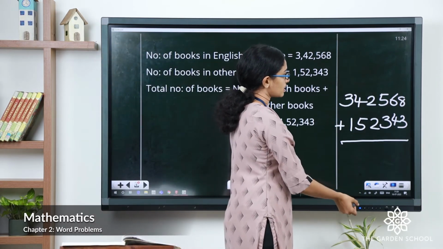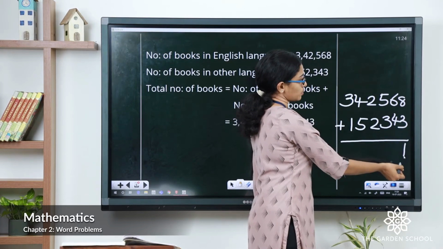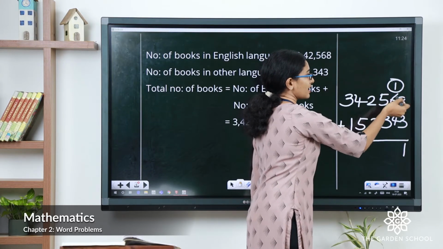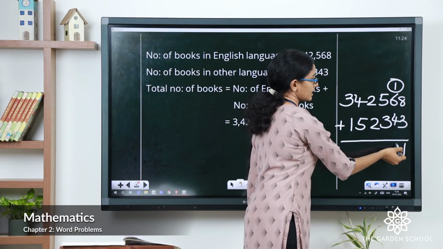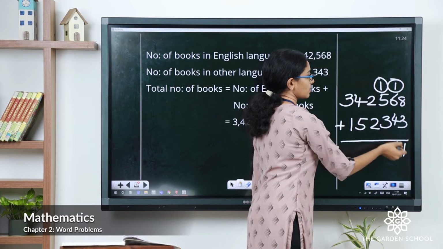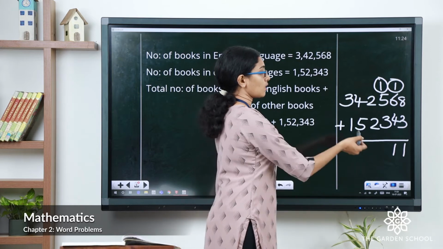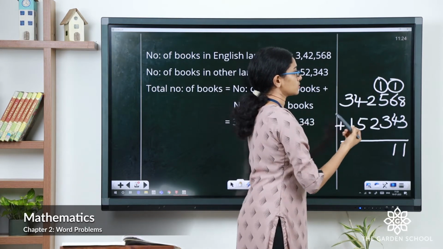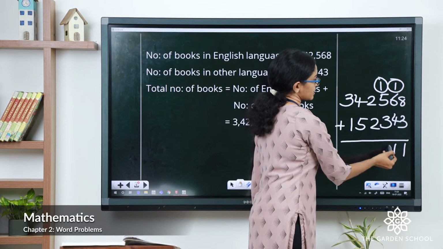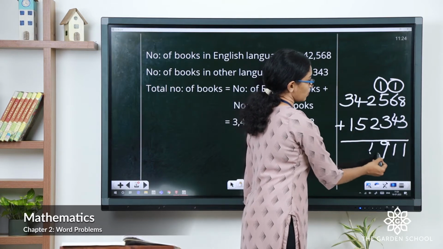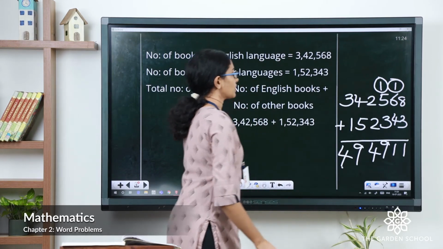So let's add up these numbers. Here it is 8 ones plus 3 ones. How much is it? It is 11 ones. You write 1 here and carry over the 10 to the tens place. So now here it is 4 plus 6, 10, plus 1, 11. So 11 tens, 110, is written in the tens place, and the 100 from 11 tens is carried over to the hundreds place. So now here it is 3 plus 5, 8, plus 1, 9, 2 plus 2, 4, 5 plus 4 it is 9, and 3 plus 1 it is 4.